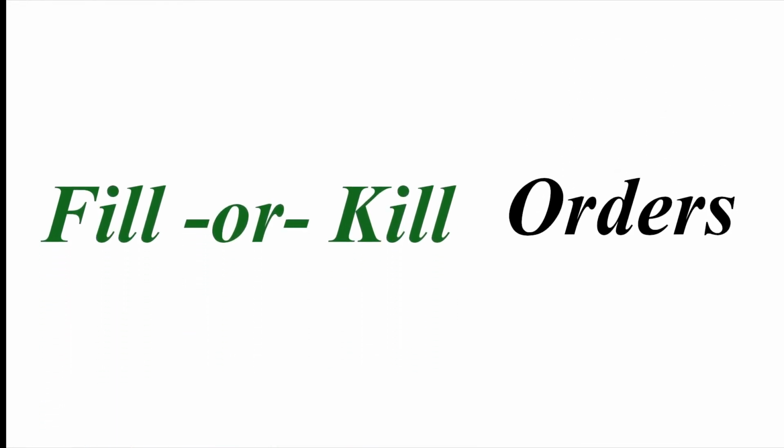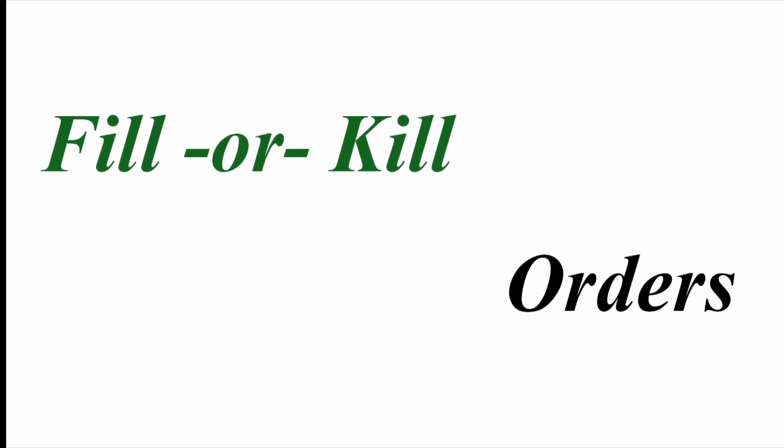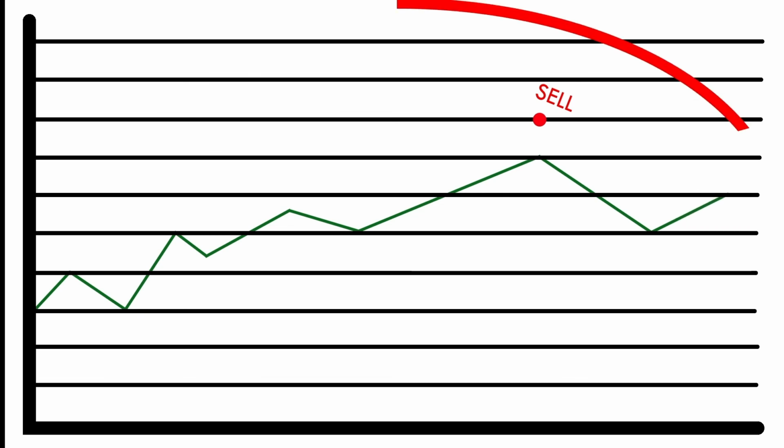Lastly, and less commonly used, is the fill or kill order. These instruct a broker to buy or sell a set quantity at a specified price or better immediately. If this can't be done, the order is automatically cancelled. This is used when you want that quantity and price and will accept no substitute. It's usually favored by active options and stock traders who want to profit from relatively small price movements.